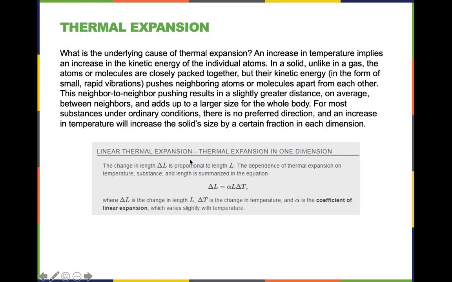So down here we have linear thermal expansion. The change in L is proportional to the length L. The dependence of thermal expansion on temperature, substance, and length is summarized by this equation: the change in L, which is denoted here, equals alpha L delta T, where delta L is the change in length, delta T is the change in temperature, and alpha is the coefficient of linear expansion. We'll get into those in a second.